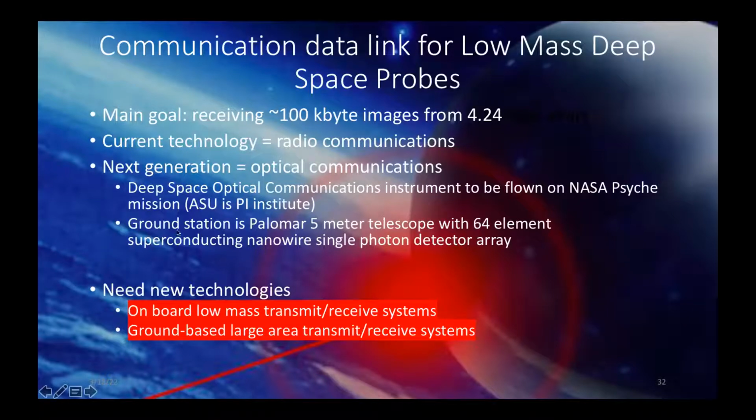Psyche is an asteroid in the main belt, and it's going to be sending data back as it's traveling using an onboard laser. The ground station is going to be using the Palomar 200-inch telescope with a superconducting nanowire single photon detector array. In order to scale this from the Psyche DSOC, as we'll see, to something that could be useful for a Starshot type mission, we need onboard much lower mass and lower power transmit systems, and we need probably much larger area ground-based receive systems.